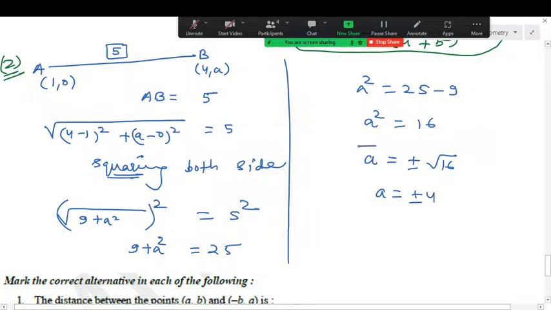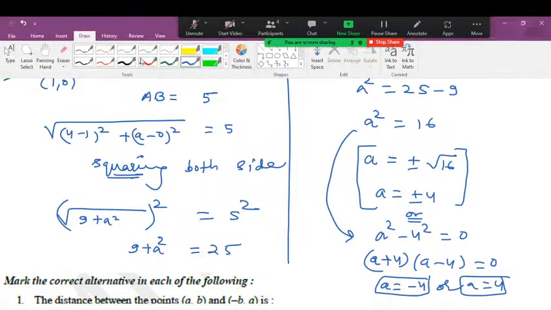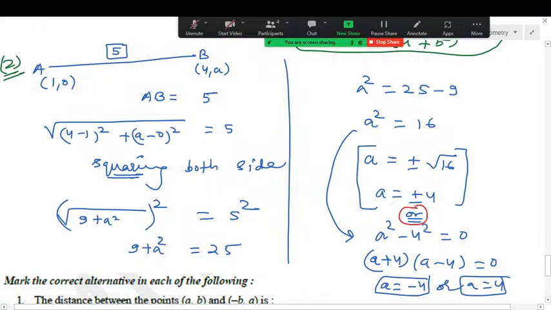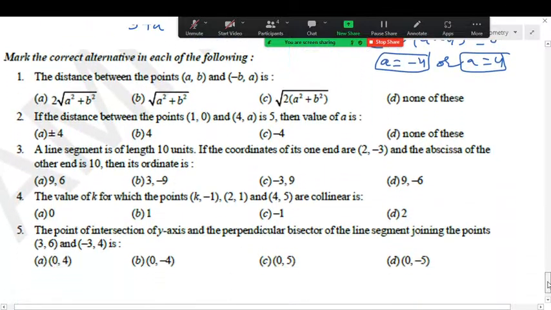Okay. If you find any difficulty here, you can treat it like this. a square minus 4 square is equal to 0. And that is why it is equivalent to (a plus 4) into (a minus 4) is 0. And that is why a is either minus 4 or 4. You can either solve it in this way if you find difficulty in direct solving. Both are allowed. I'm writing 'or' for this. Either solve as above or like this. Okay. Is it okay for you now?